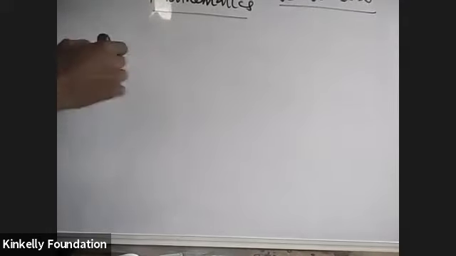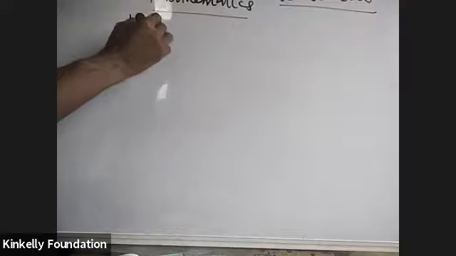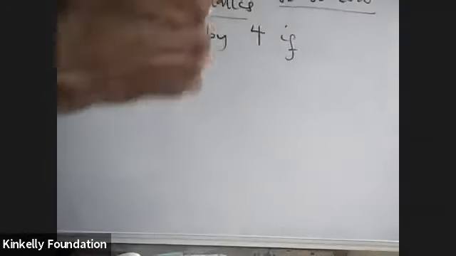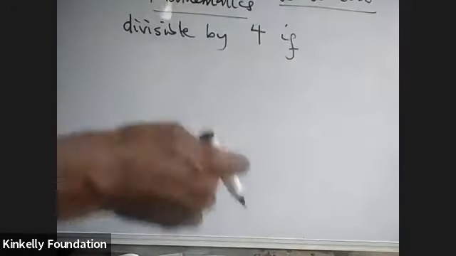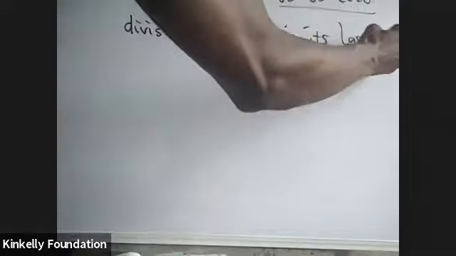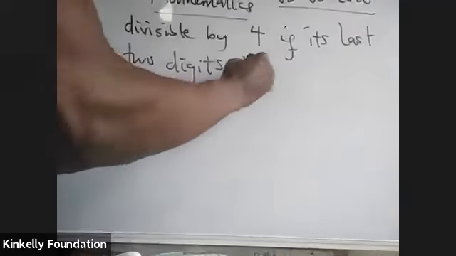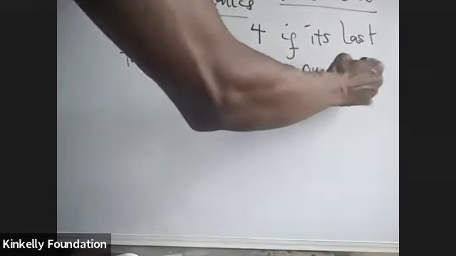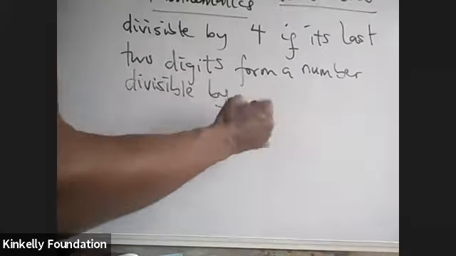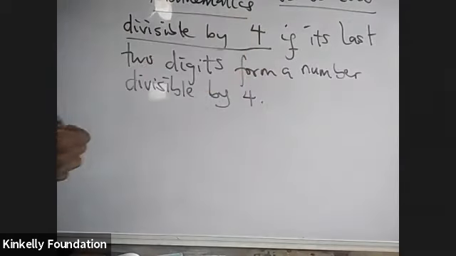For the fourth one, any whole number is divisible by 4 if the last 2 digits of that whole number form a number divisible by 4. That's the divisibility rule for 4.